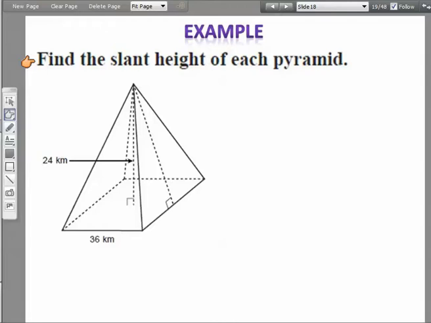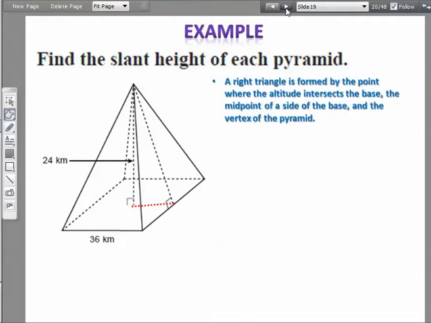Now this example says, find the slant height of each pyramid. Okay, so right here they've given us the height of the pyramid, and we've got the length of the base. And they want us to find the slant height. Well, you almost think they haven't given you enough information, but yet they have. Here you have a right triangle formed by the point where the altitude intersects the base, the midpoint of the side of the base, and the vertex of the pyramid.